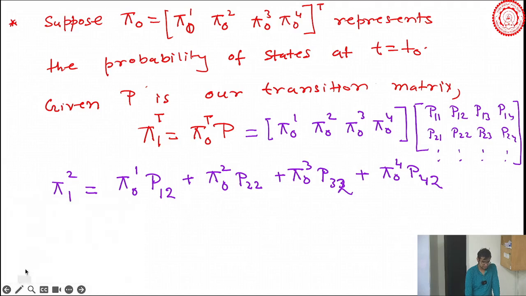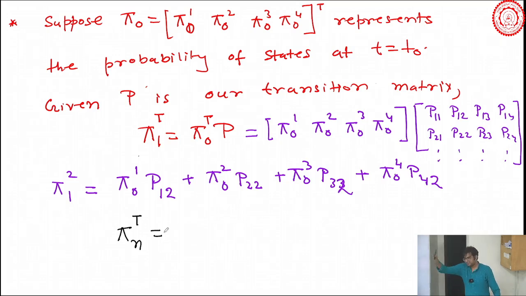So now, if you follow this, can you tell me what will be pi n transpose? If I take n such steps, one step was pi 0 to pi 1, the second step will be pi 1 to pi 2, pi 2 to pi 3, dot dot dot pi n. So now I want to represent this pi n. After n such steps, how will you represent it?